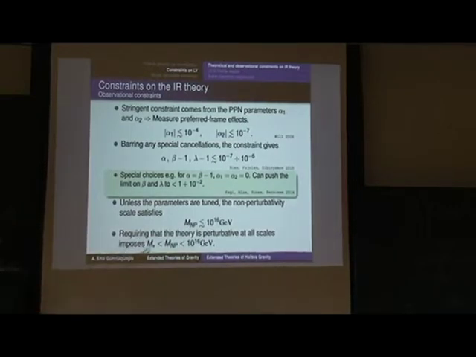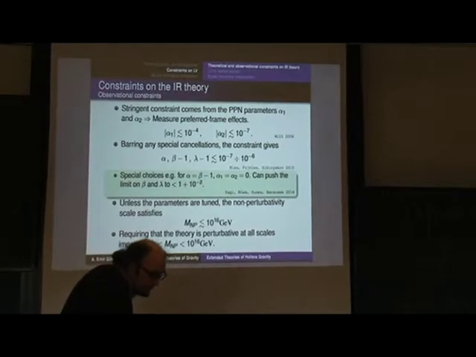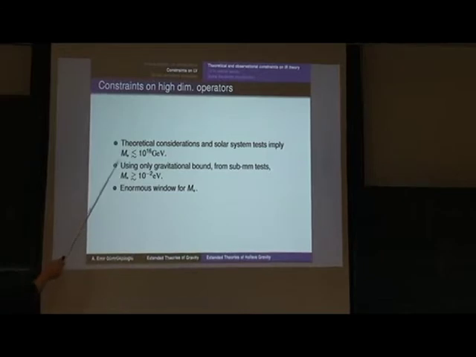And then, if you require that the theory is perturbative at all scales, which means that the UV terms, the higher dimensional terms, have a lower suppression scale, that puts an upper bound on this M star. So we have an upper bound on M star, but we do not have much information from the gravity sector. We do not have many constraints on M star. You can say that down to sub-millimeter scales, we know Newton's gravity is a good description and has been tested, so this can put a lower bound at 10 to the 2 eV or so. So this gives you an enormous window for M star.